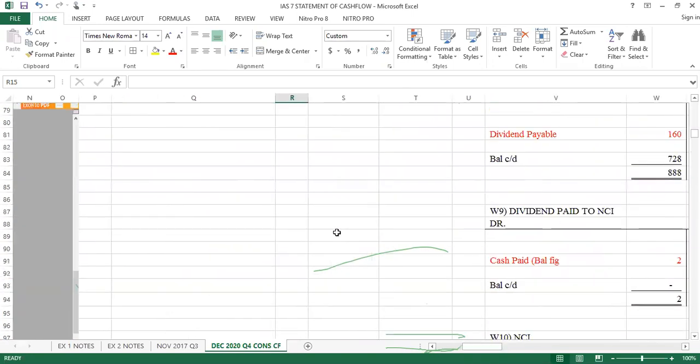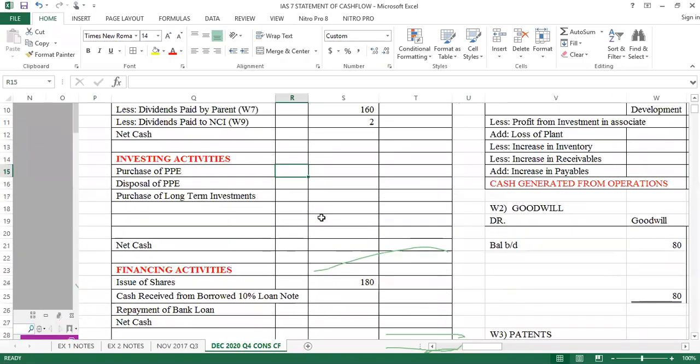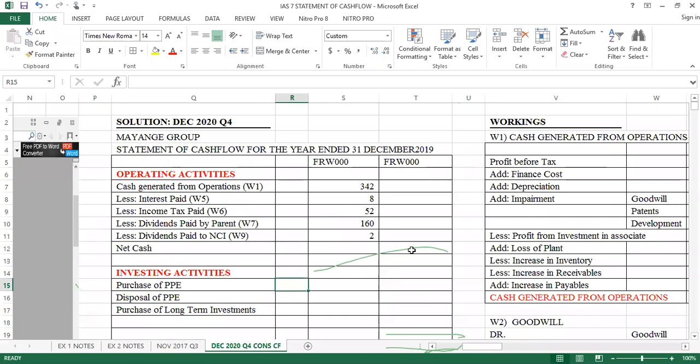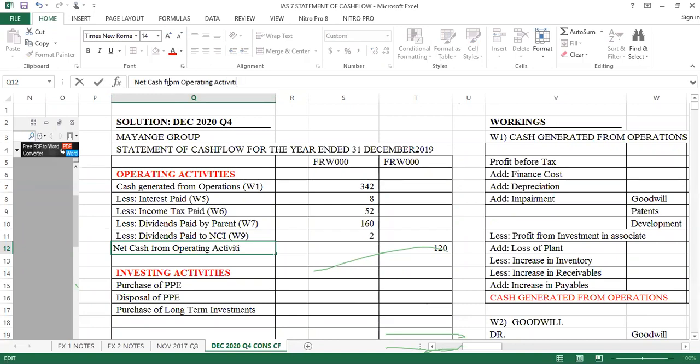So it is 2. Sometimes even as the lecturer, you look at the question and wonder, is this doable? So this one is cash 342 less 8, less 52, less 160, less 2. What do you get? 120. So what you get is 120 positive. What is it called? Net cash from operating activities.